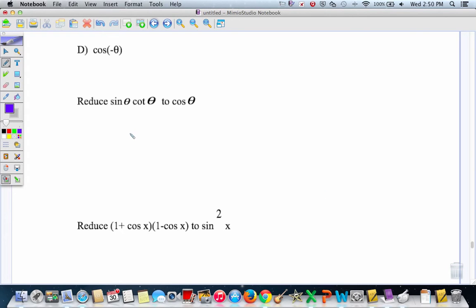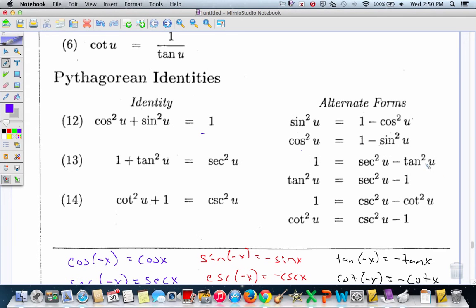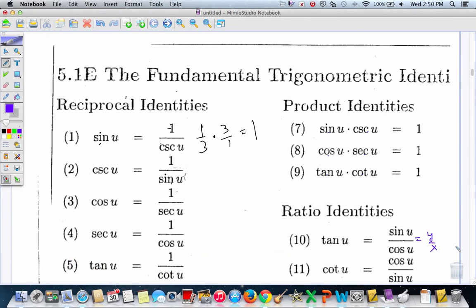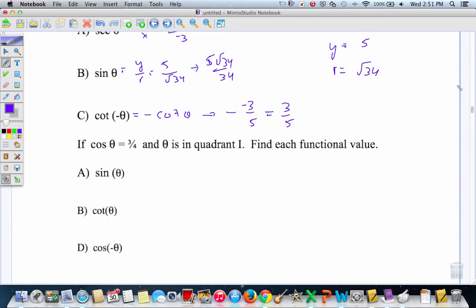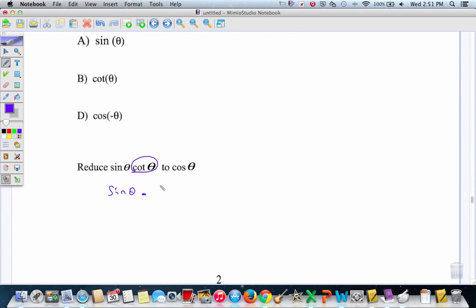Sine times cotangent is going to reduce down to cosine. There's no one set way to start any of these problems, but one suggestion I can give you is to start in terms of sines and cosines. So I'm going to leave the sine as it is, and go back to my identity sheet to change cotangent to be in terms of sines and cosines. I find that cotangent is cosine over sine.